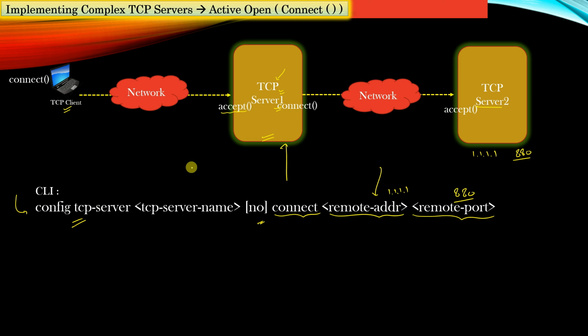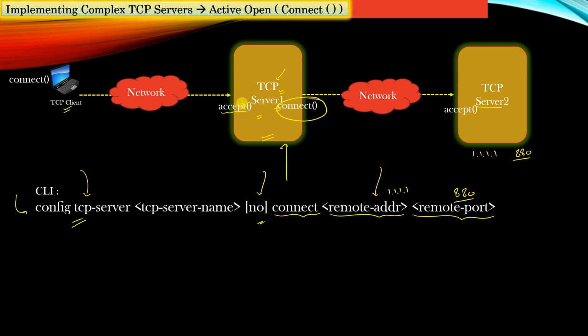Alright, this CLI is being triggered on TCP server 1, and as soon as this CLI is triggered, our TCP server 1 should initiate a TCP connection with the remote TCP server. So this is the CLI that we are going to implement in this section of the course. The negation part of the CLI we will focus on separately and later. Alright, so this is the problem statement that we are going to address in this section of the course.